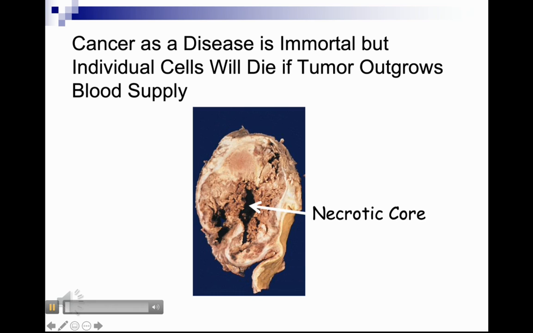Cancer as a disease is immortal, but individual cells will die if the tumor outgrows its blood supply, and this is called a necrotic core. The cells have died in the center of the tumor, and this is a terrible thing. It means that the cancer is very aggressive. The cancer is growing more quickly than it can generate a blood supply. A necrotic core is not a good thing. It often represents a very aggressive cancer.